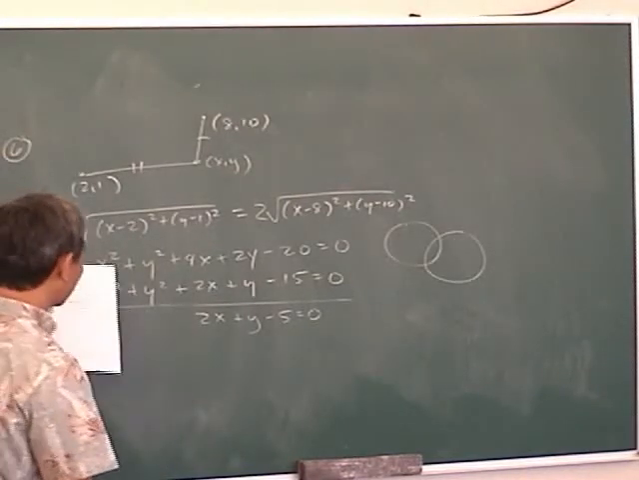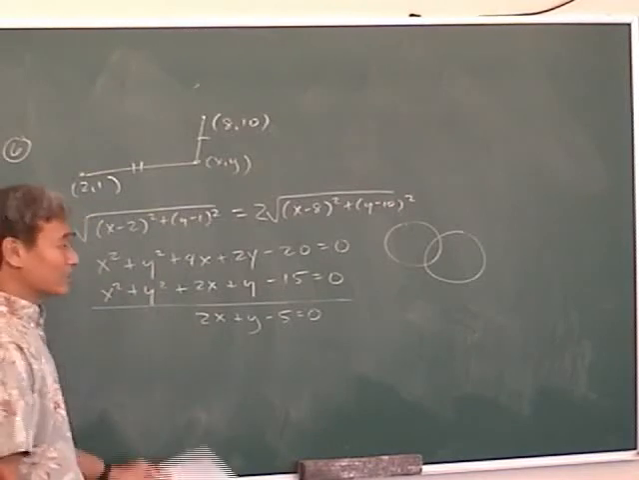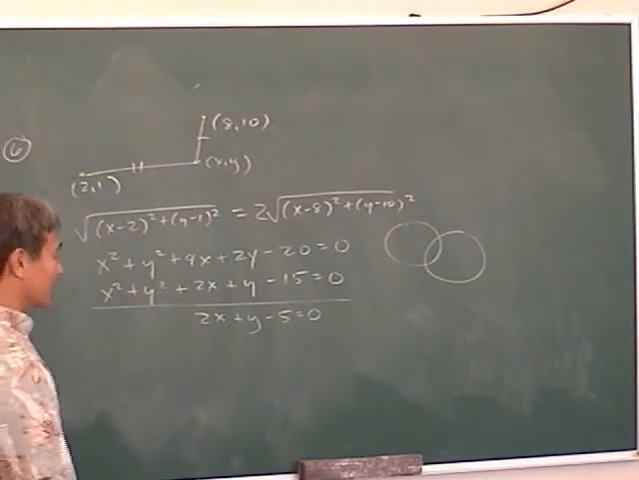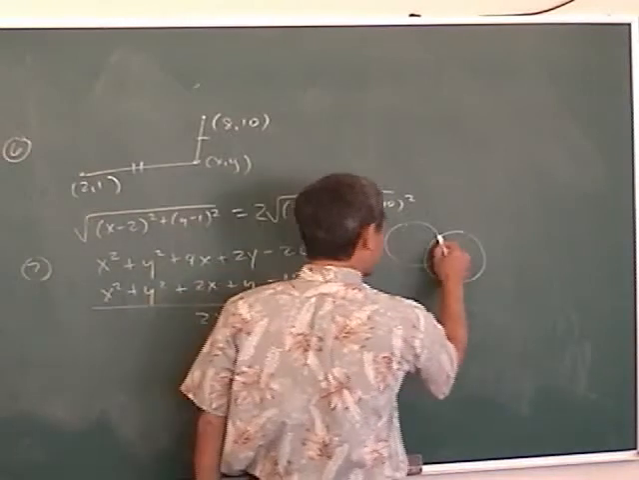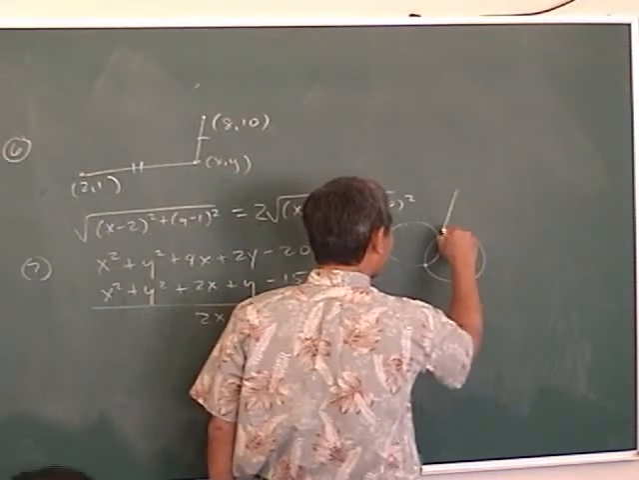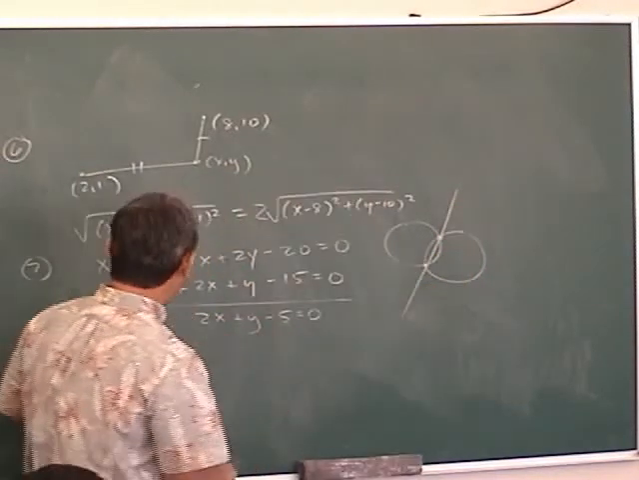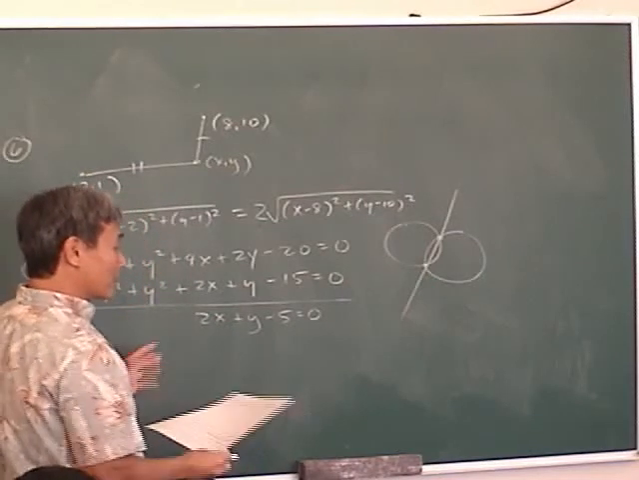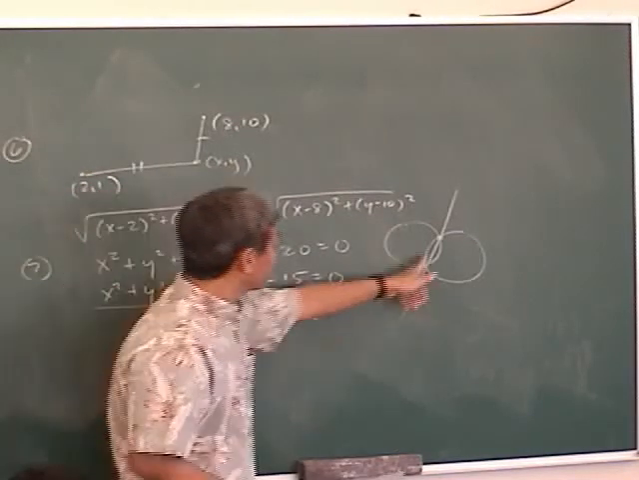If you subtract the equations, you get a line. What do you think the significance of this line is? Yeah, this is the line that goes through these 2 points of intersection like that. If you add the two equations together, you get a circle. And so basically, you get another circle that goes through these 2 points.